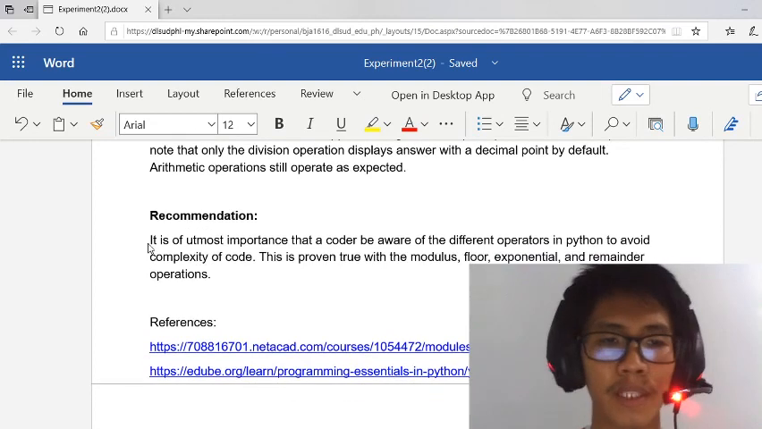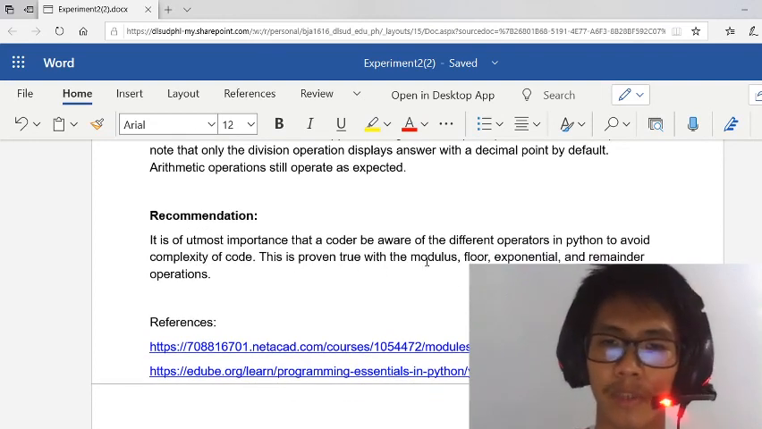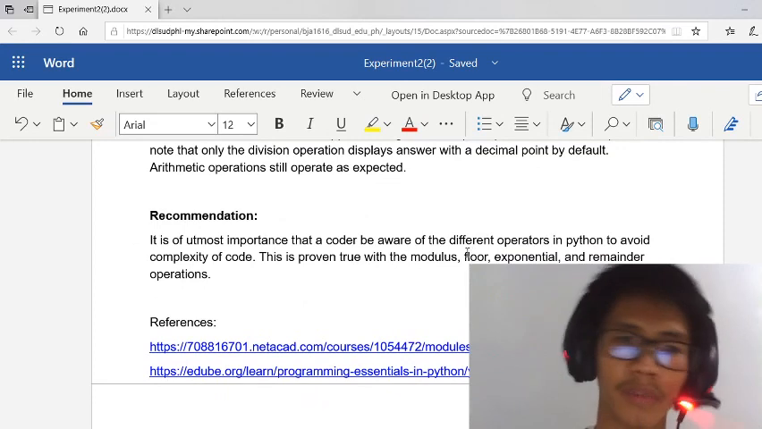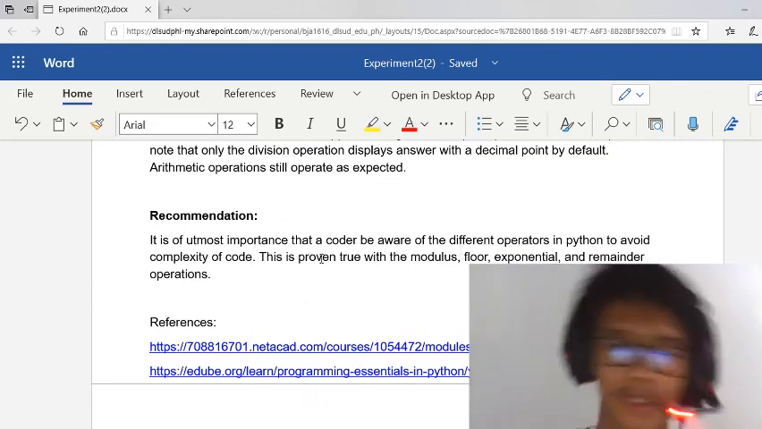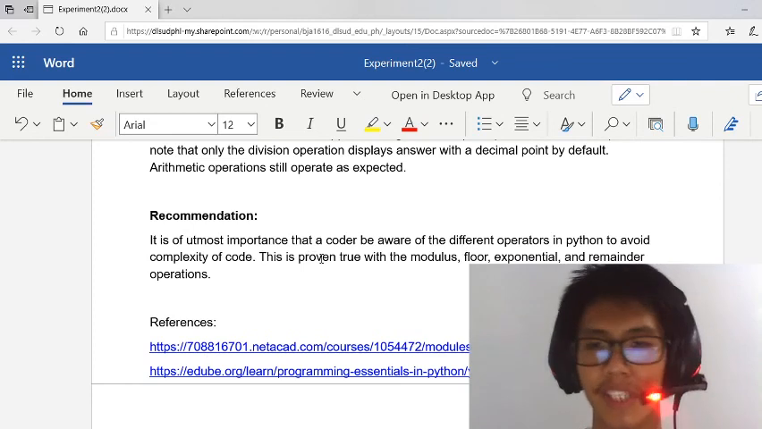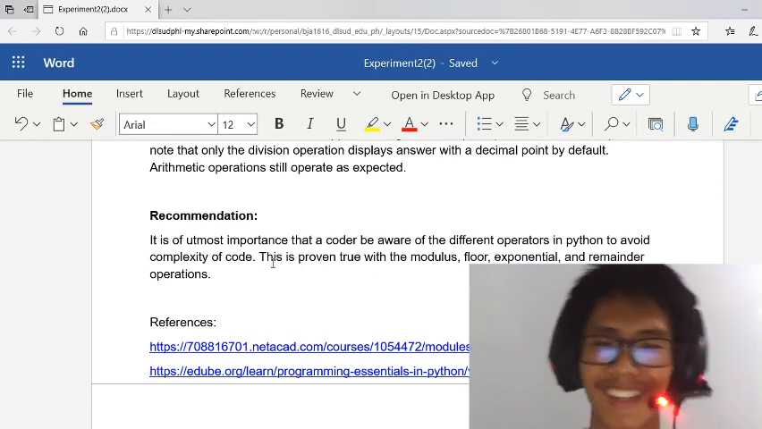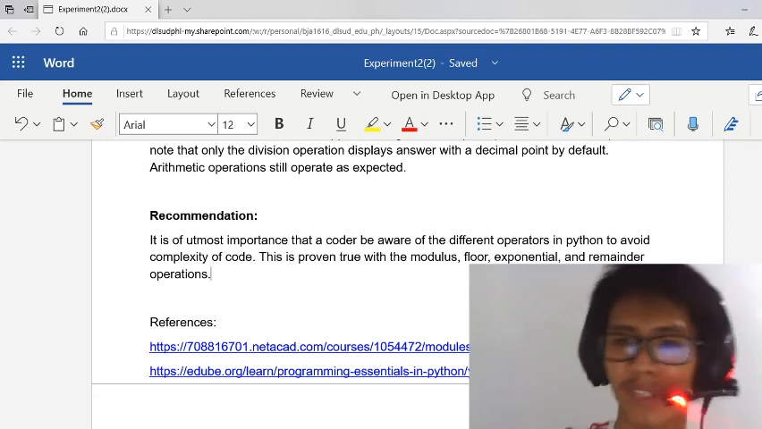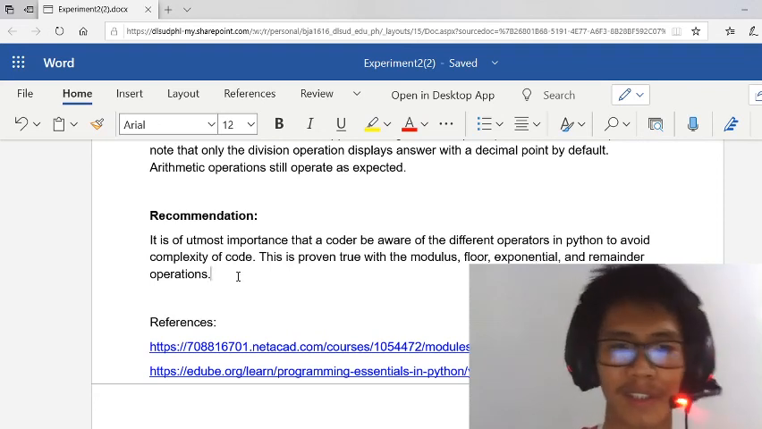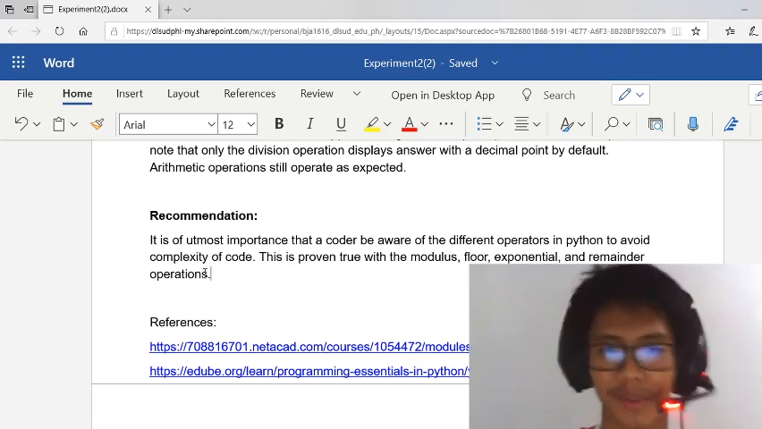Recommendation: it is of utmost importance that the coder be aware of the different operators in Python to avoid complexity of code. This is proven true with modulus, floor, exponential, and remainder operations. Of course, it would be a longer code if you didn't have the modulus operator, floor operator, exponential operator, and remainder operator. It would be a very long code indeed.